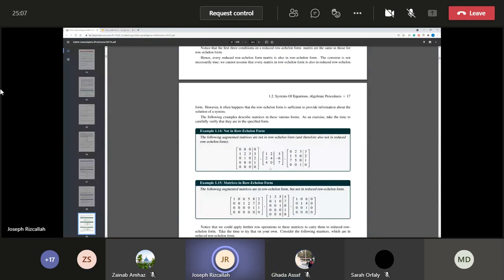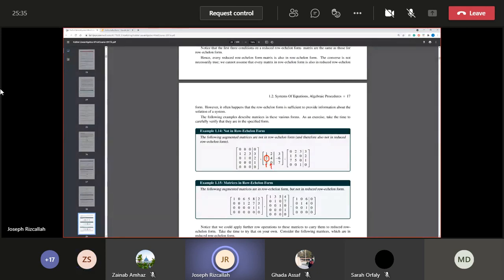The problem is in this leading entry. You see, the leading entry in the row has to be to the right of the leading entry in the row above it. And you see, the leading entry in the row above it is this number 2, right? So this leading entry here, the 4, should appear not here. It should appear here instead, right? To satisfy the condition. So this matrix is not in row echelon form.